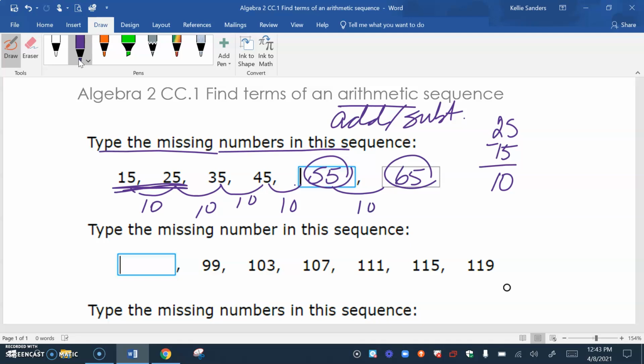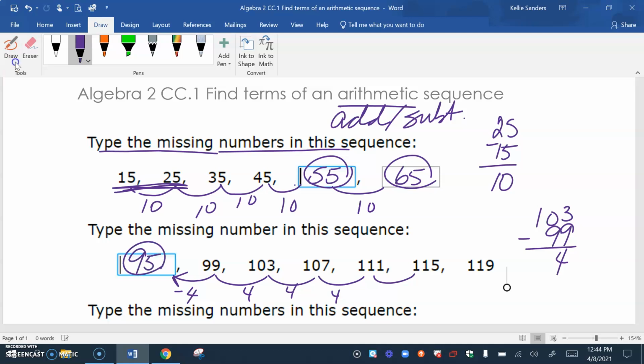And so on this, yes, they're going up. If you can't figure out how much they're going up, take two that are next to each other and subtract them and get 4. So all of these are going up by 4, but what happens if I'm looking for this one? We're going to subtract 4 from 99 and get 95.